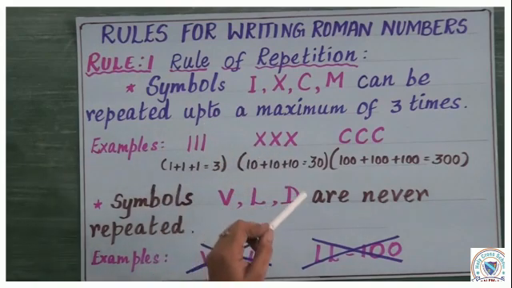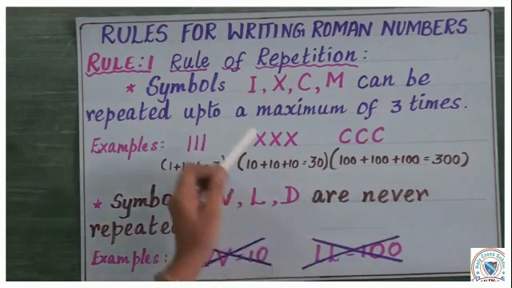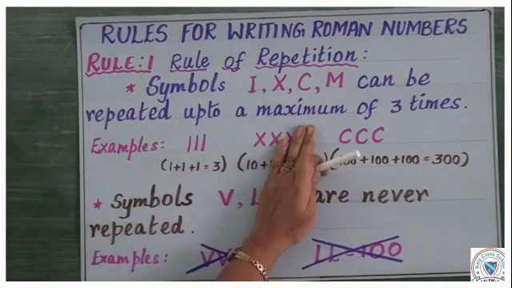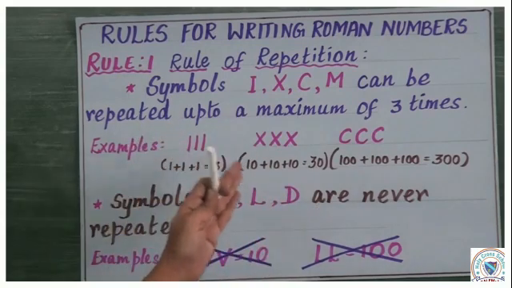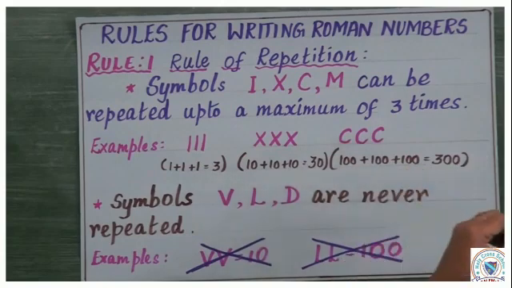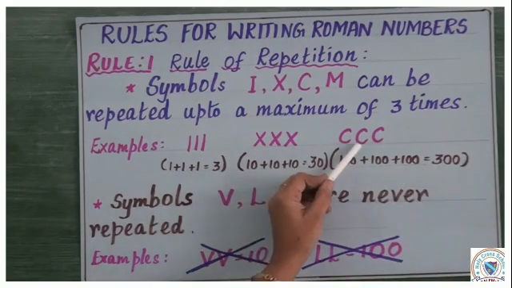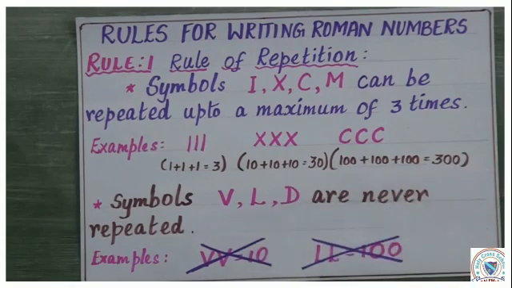It is not compulsory that you have to repeat the symbol 3 times. You can write even 2 times also. 2 times if you write X, it means 10 plus 10, 20. The same way C also can be repeated 3 times. C plus C plus C, that is 100 plus 100 plus 100, 300.